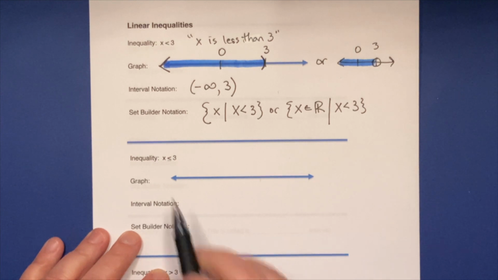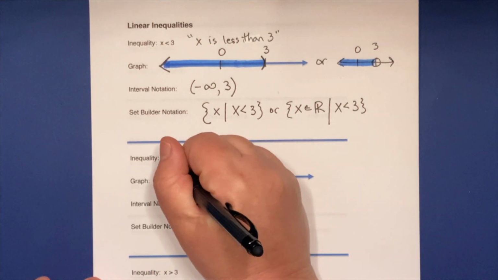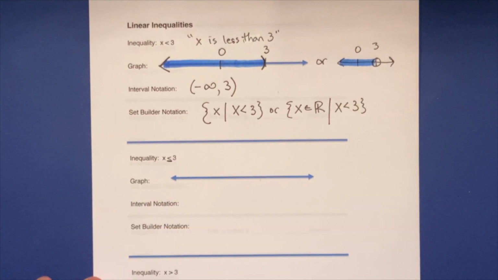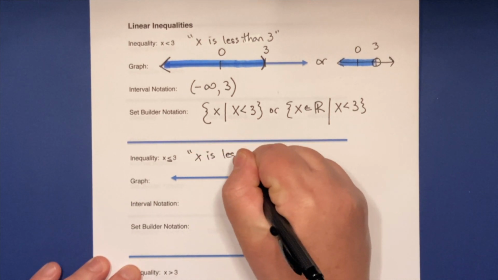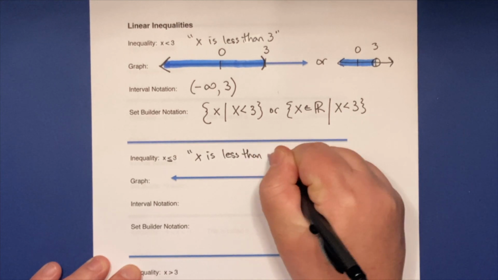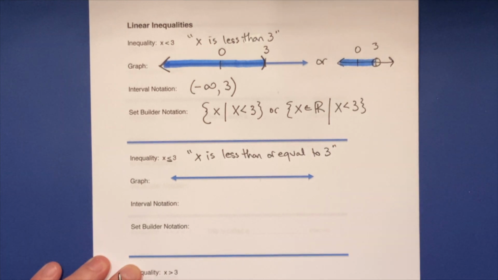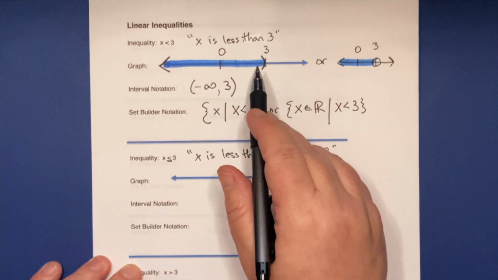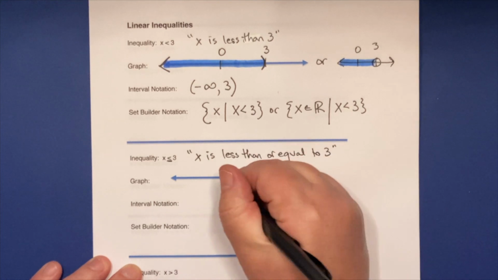Okay, so then what happens if I underline the less than? If I underline it, and I see that that's hard to see in the video, but it becomes x is less than or equal to 3. And that means that you're going to include all the numbers that we have here that are less than 3 and also include 3. So we have a slightly different way of writing it.